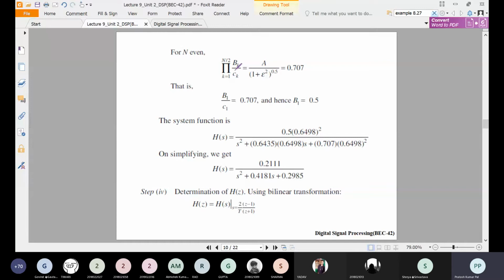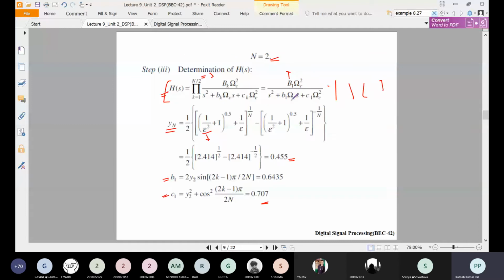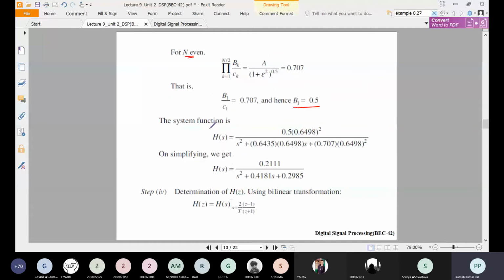Okay, so for finding capital B1, for n equal to even, this is the formula. Here a is considered to be 1. By solving this summation and multiplication, b1 divided by c1 is equal to this value. c1 is already known from the previous one, so by putting c1, we will get the b1 value. Once we know b1, c1, and the other values like capital B1 and small b1, we can get the transfer function.